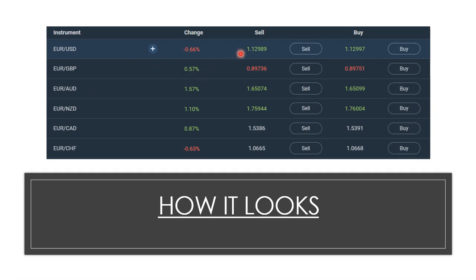Now, you can see we've got a sell price and a buy price. And if you notice here, you've got two different prices. So you've got the sell price for Euro USD, which is 1.12989, and then a buy price of 1.12997. So there is a difference in price. Now, what this is called is the spread.